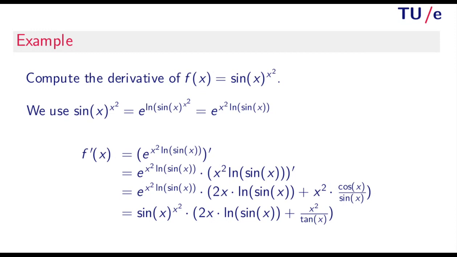So we can rewrite this and simplify it to sine of x to the power x squared times 2x times ln of sine of x plus x squared divided by the tangent of x.